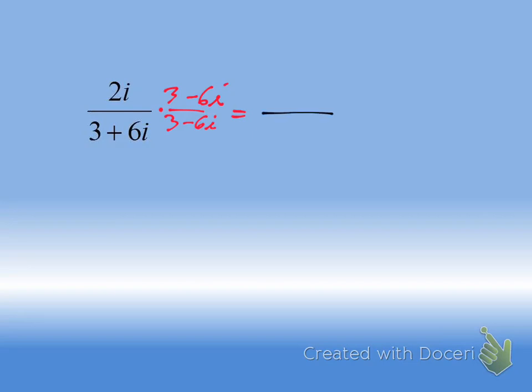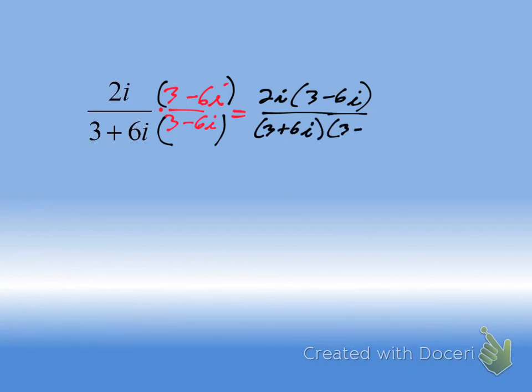Okay, so the top, here's where this gets a little messy and you kind of have to watch your work. You're going to multiply the numerators together, multiply the denominators together. I'm going to write it like this just this one time. You have 2i times 3 minus 6i on top. On the bottom you have 3 plus 6i times 3 minus 6i. So you have to foil the bottom, right.